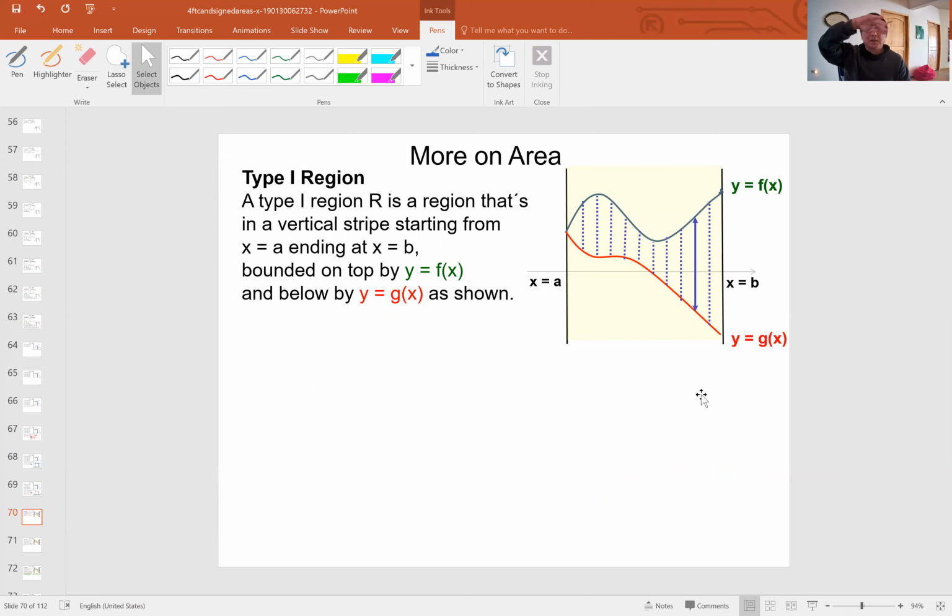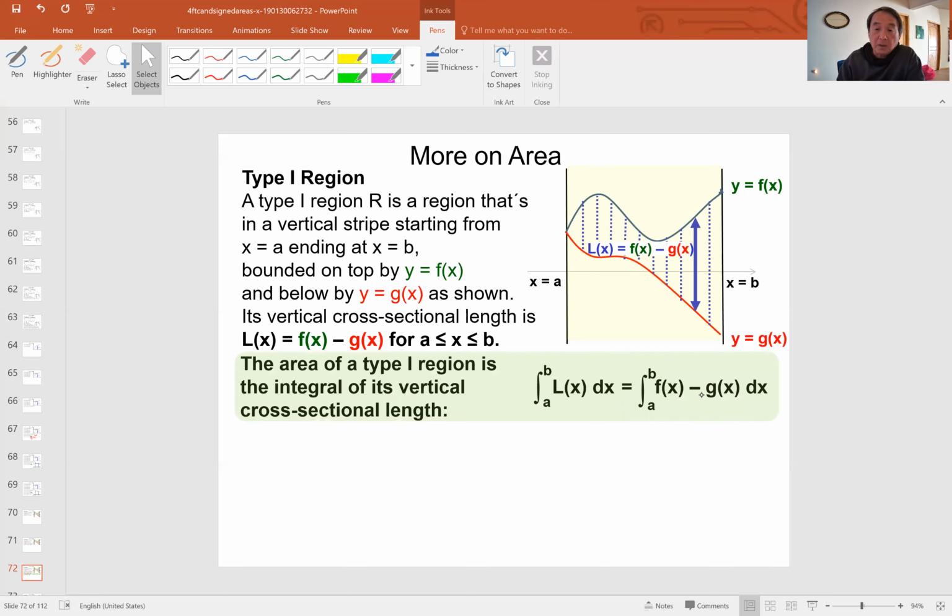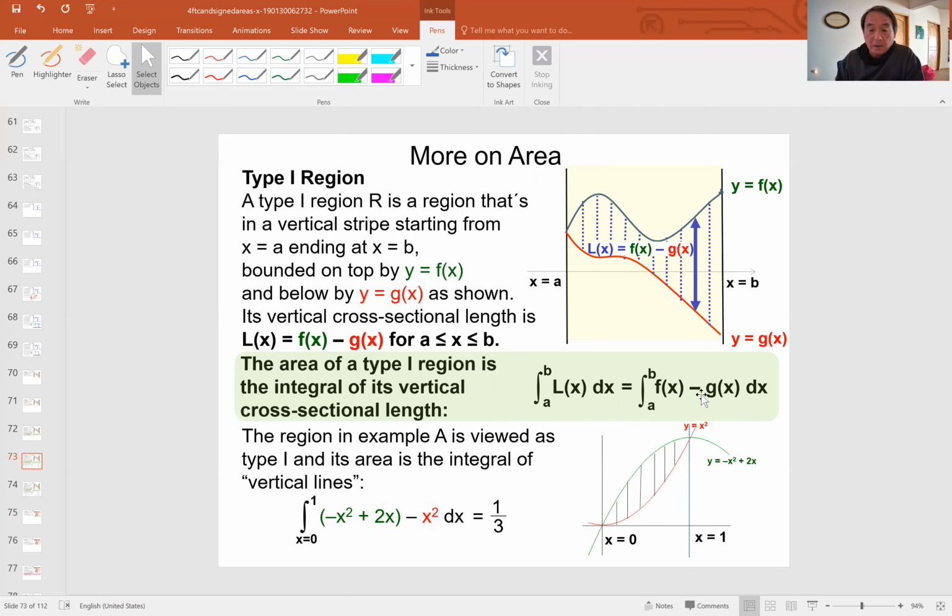In the type 1 region, I know the top and bottom boundary. Therefore, if I need the distance between the two boundaries, all I have to do is subtract the y coordinate of the higher point minus the y of the lower point. The y components are functions of x, so I subtract f of x minus g of x, and that would be the length function. Hence, the integral is from a to b of the top function minus the bottom function, as x goes to b. Like this.